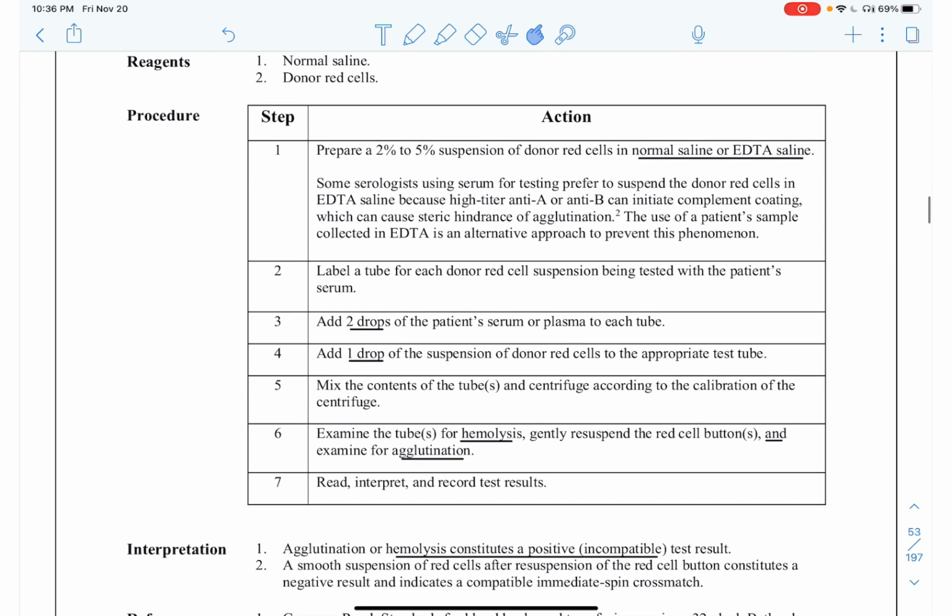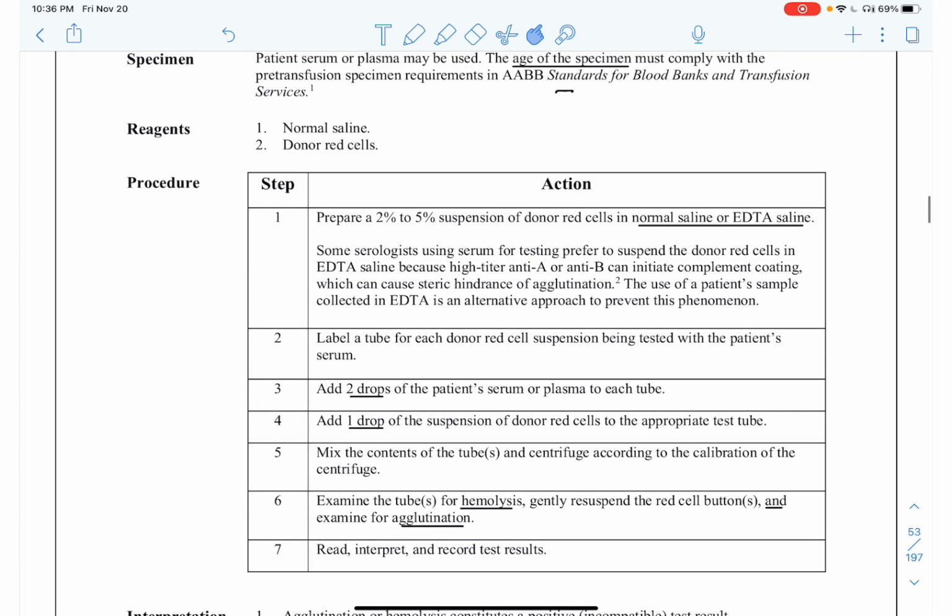So this procedure, you'll add a 3% solution, 2 drops of plasma, 1 drop of cells, and this remains consistent for all cross-matching. So you should know at this point that we always use 2 drops of serum and 1 drop of donor red cells when we're cross-matching. That's the one test that I recommend that you know the drops involved. If the reaction is either hemolyzed or has agglutination, we would call that incompatible.